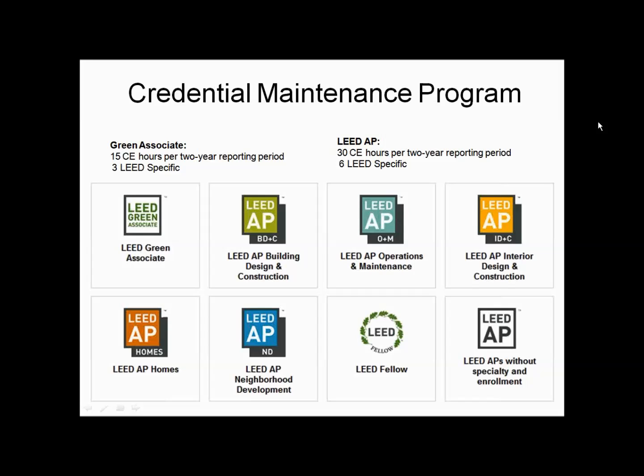To keep your Green Associate or your AP, you need to do a certain amount of continuing education. For the Green Associates, every 2 years, you have to have 15 hours of continuing education related to sustainability. 3 of those hours have to be what we call LEED specific, things that are specifically geared towards the LEED rating system. For the APs, it's 30 hours every 2 years, and 6 of those hours have to be LEED specific, focused on one of the rating systems.